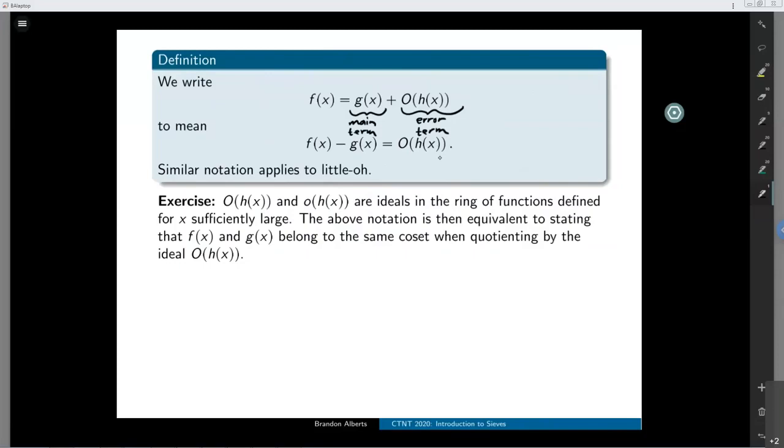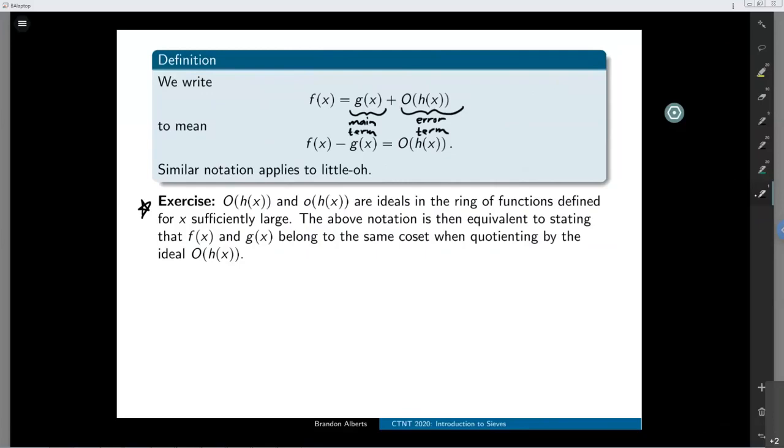So again, there's another exercise here. This kind of notation is reminiscent of cosets of ideals of a ring. If you think back to abstract algebra, when you have an ideal of a ring and you take a quotient by that ideal, you get a new ring, which is the ring of cosets. And you write those cosets as some element plus that ideal. That's exactly the same thing that's happening here. So this exercise asks you to prove that big O of a function and little o of a function are actually ideals in the ring of functions.